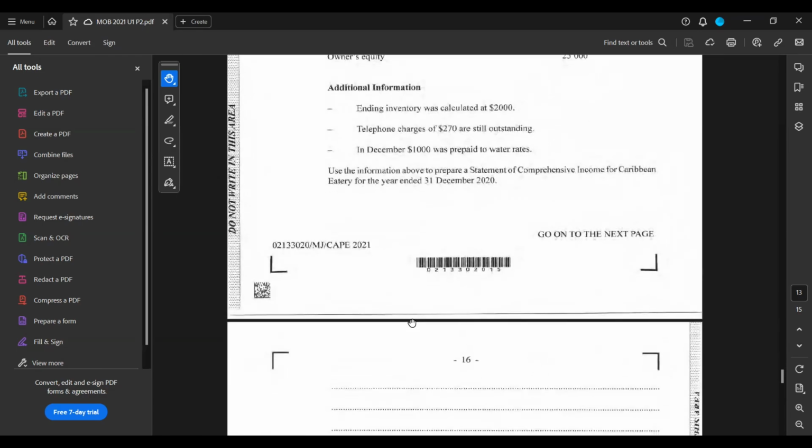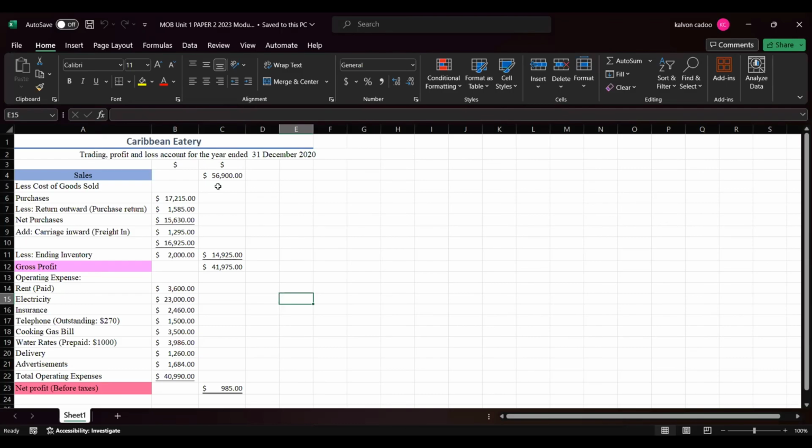And we have Caribbean Eatery trading and profit and loss account for the year ending the 30th of December 2020. We have sales, less the cost of goods sold, which starts with purchases. We don't have any opening inventory, so we have purchases, less returns outward, which is also known as purchases returned, giving us the net purchases. Then we add the carriage inwards, and then we're going to subtract the ending inventory. After, we'll get a figure of 4,925, which we'll subtract from the net sales, giving us a gross profit of $41,975.